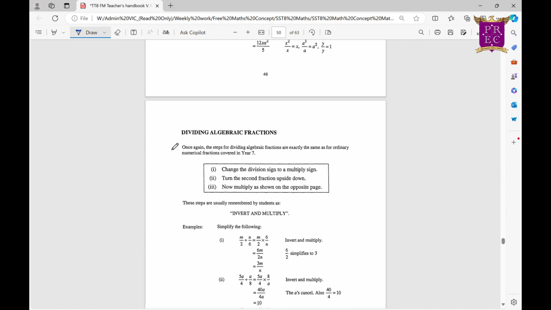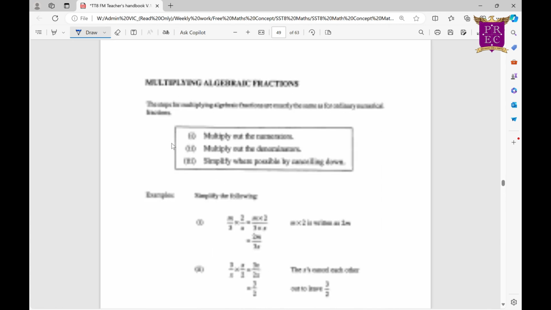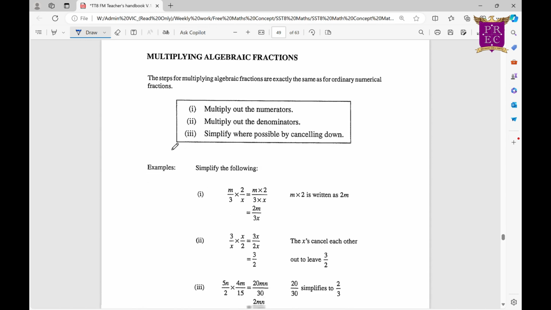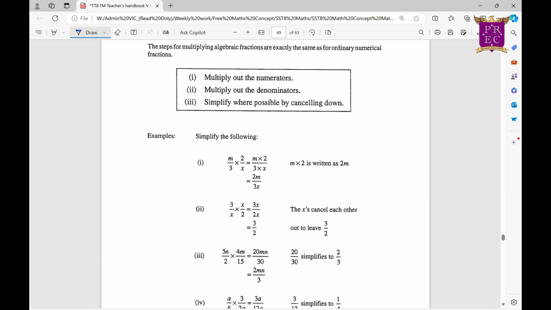Okay, and lastly, we just have 2 more steps to go. So multiplying and dividing fractions. I'll quickly start off with multiplying algebraic fractions. As you can see, it works exactly how ordinary fractions work. You multiply out the numerators, multiply out the denominators, and simplify.